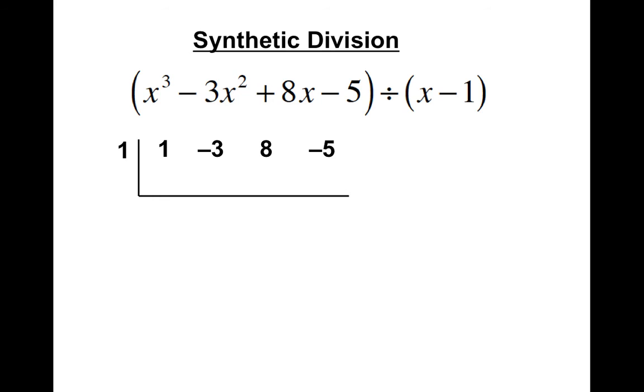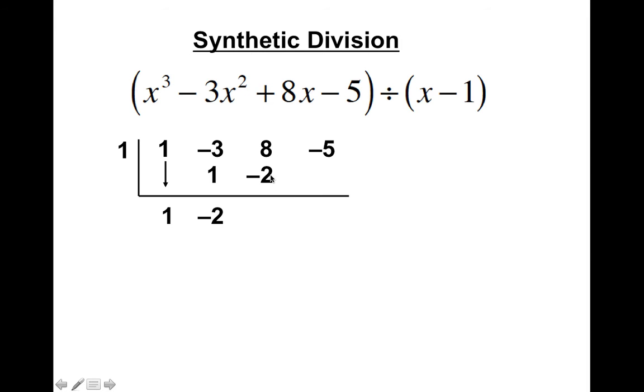So the steps for synthetic division are to start by dropping down the first value. So we're going to drop down the 1. Then you multiply these two numbers. So 1 times 1 is 1. That's going to go below the next coefficient. And then we add this row. Negative 3 plus 1 is negative 2. Then we multiply. 1 times negative 2 is negative 2. That goes below the next number.